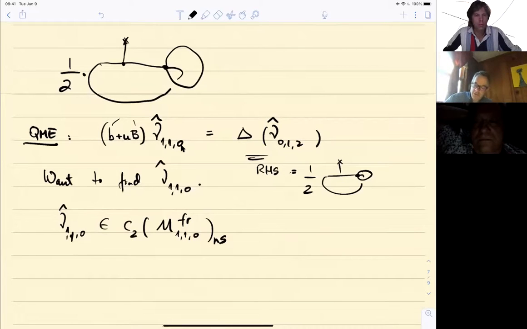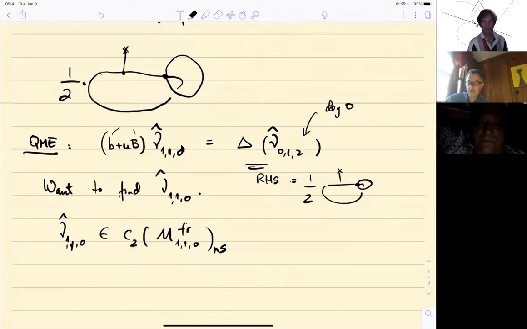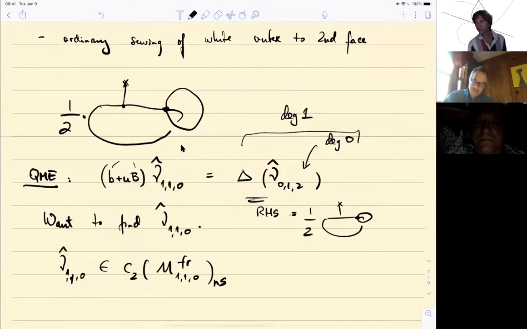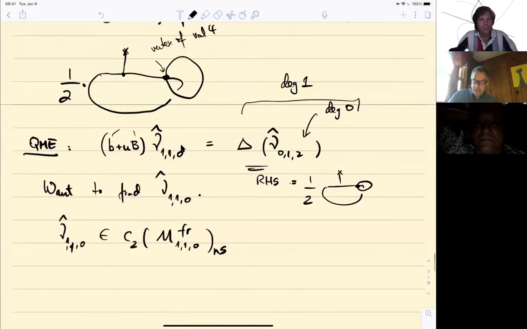Remember, maybe I should have pointed this out, this one had degree 0. As you could see from the picture, you add the valency of black vertices minus 3 plus valencies of white vertices minus 1. This whole result had degree 1 because delta involved a twist sewing, so that added 1 degree. And indeed, this is degree 1 because I have here a vertex of valency 4, so this adds 1 to the degree. Now this B plus UB operator decreases degree, so V110 must be of degree 2.